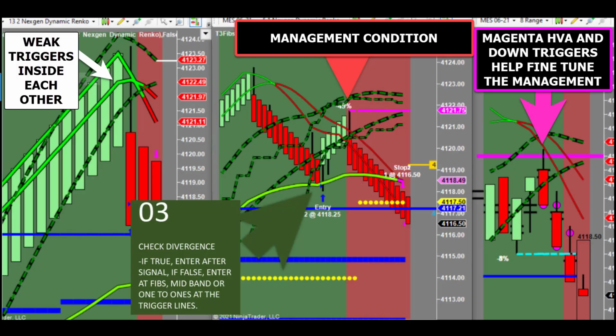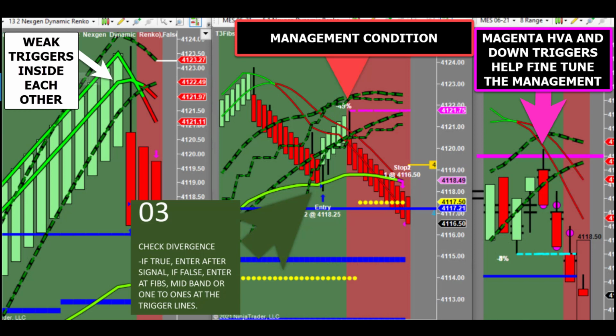This is an example of a lesson that was given in our live trading class. The trader took a long trend trade position. The entry was perfectly executed at the mid-band. Eventually the trade ended up as a loss due to the fact that it was managed incorrectly.